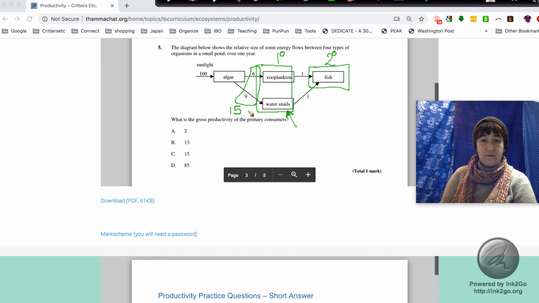And we don't know how much they lost to feces. And we don't know how much in the end they ended up paying in taxes, which doesn't matter too much because we're looking at gross productivity, but we don't know this part. We know what they took in, but we don't know this part. We know that they passed on this much, 2 units of energy. So we're looking at 2, or we're looking at 15.